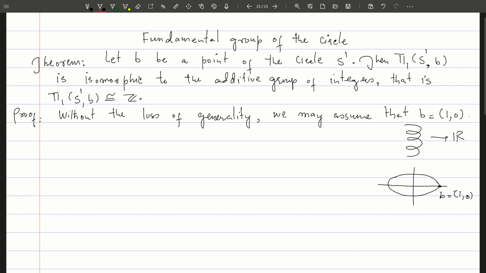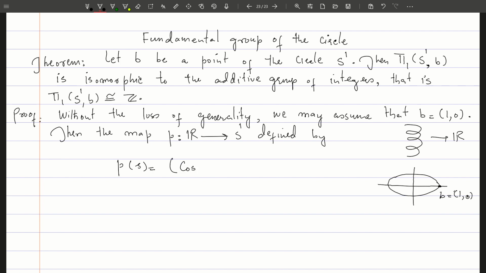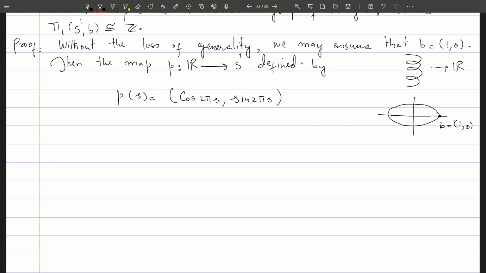So if this B is the point (1, 0), then the map P from the real line R to the unit circle S1 defined by P of s is equal to (cos 2 pi s, sin 2 pi s). So this map is actually a covering map.